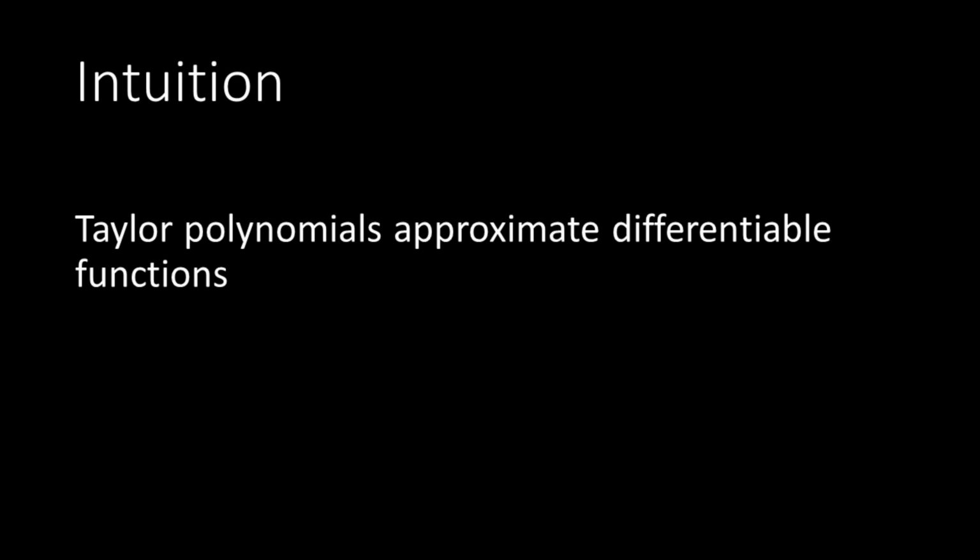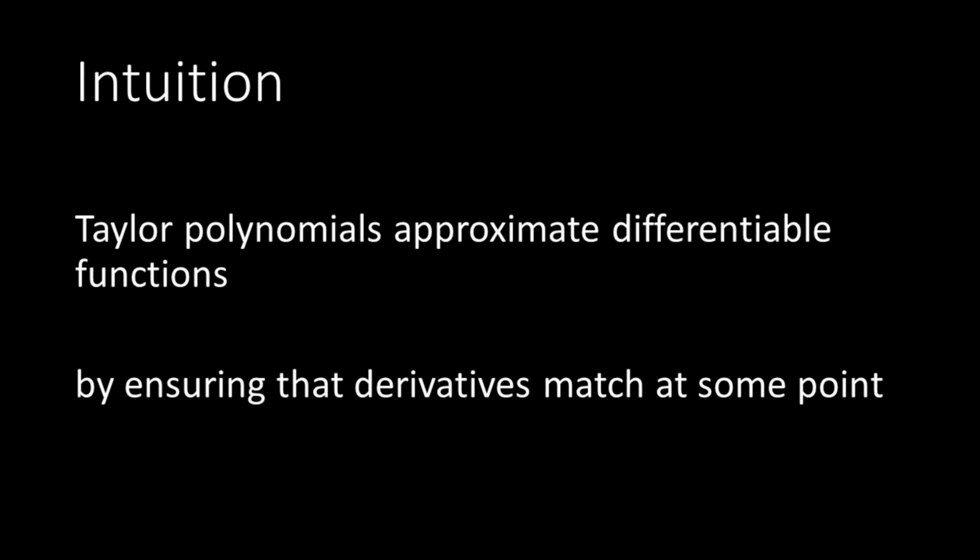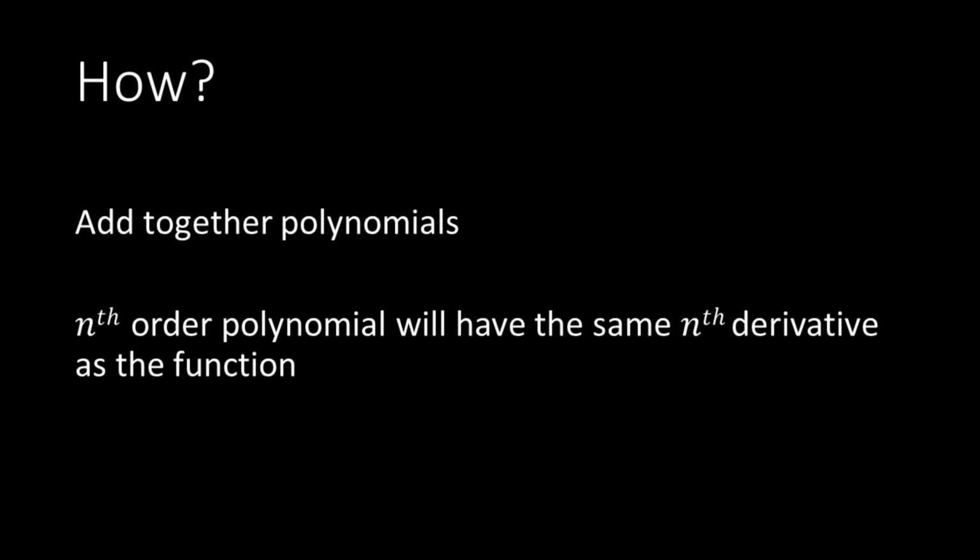Taylor polynomials approximate differentiable functions by ensuring the derivatives match at a certain point. How are we going to achieve this? Well, we're going to construct a sum of polynomials such that the nth order polynomial I add has the same nth derivative as my function.